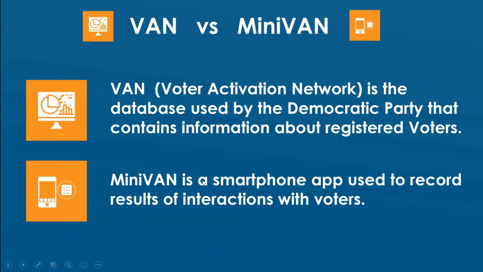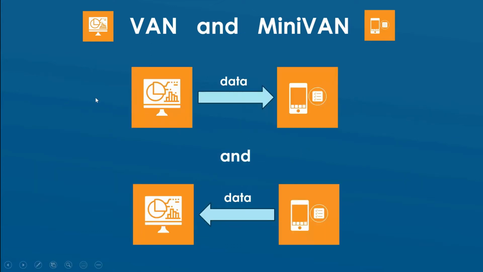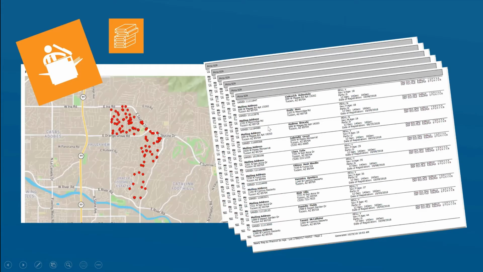miniVAN is a smartphone app that we use when we canvass or do phone banking or any other type of voter outreach where we can record our interaction with those voters. It's a great way to digitally move data. We move data from VAN to miniVAN for purposes of outreach. And then when we have that outreach, we can digitally move data back into VAN to help future outreach efforts. In the olden days, which was like 2 or 3 years ago, we used paper, and we don't have to anymore. And that's a good thing.